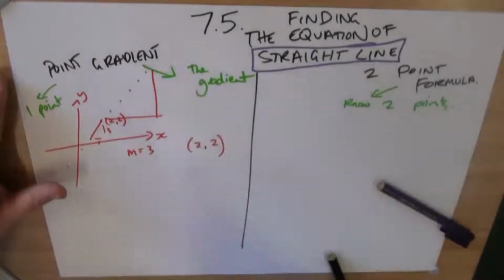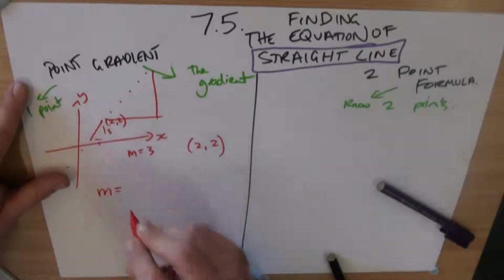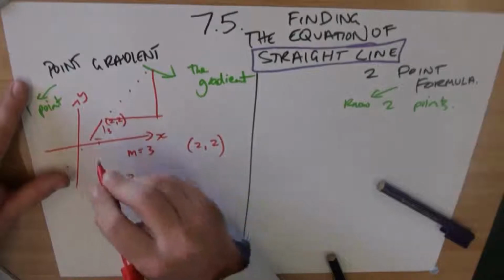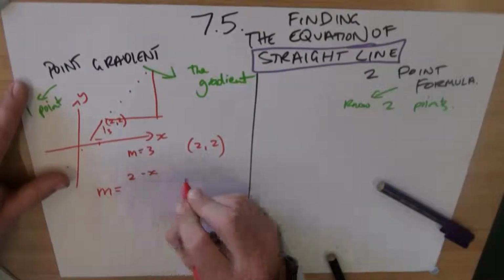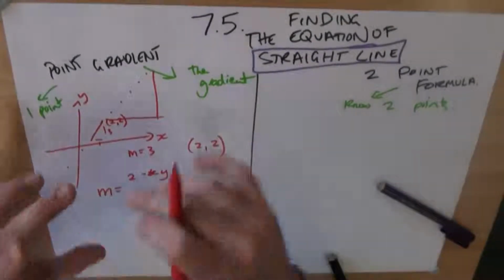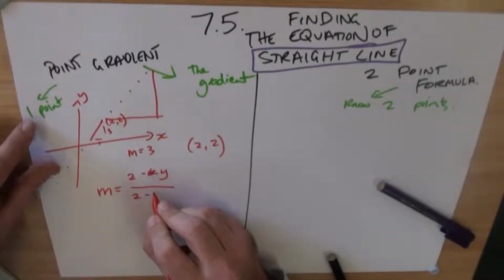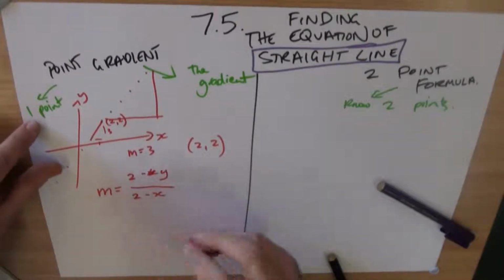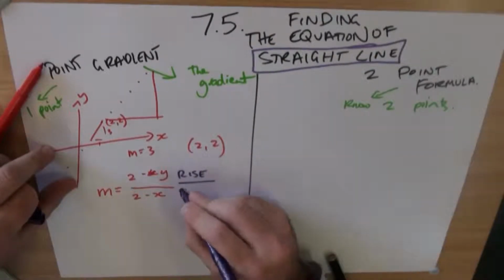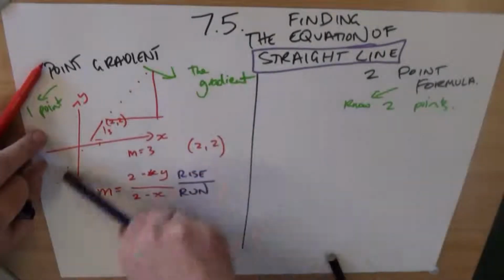So what we're going to do is use that knowledge to say that our gradient equals this point 2 minus whatever the other point is going to be, which we're going to call y, because we're going to put rise first, which is our y values. And our second one is going to be 2 minus our x point, because that's going to be our run. So our gradient equals rise over run, and this x and y could be any other point on the line.